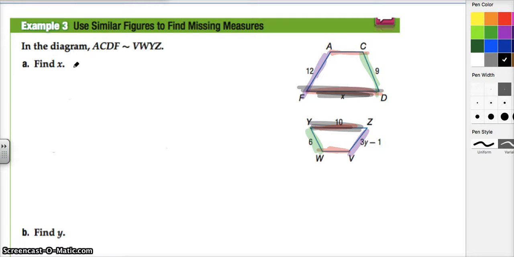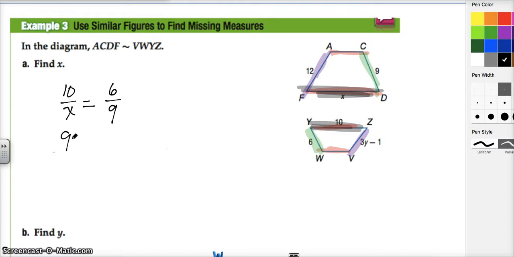All right, so if we need to find X, I definitely want the side with X in it. So I'm going to start with the small one and go to the big one. 10 over X is equal to, so if I start with the smaller figure and go to the other figure, I need to continue that relationship. So now what I'm looking for is two sides that are just given, and that would be this green side and this green side, 6 to 9. So that gives me two numbers that I don't have to have variables to deal with, so I can easily find my X. So now I'm going to do what I do best, which is to cross multiply.